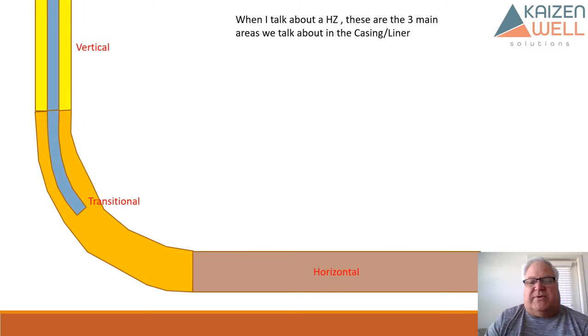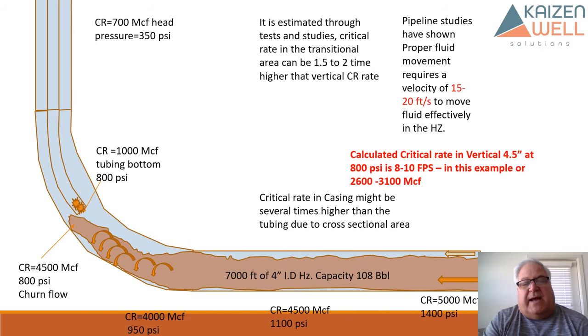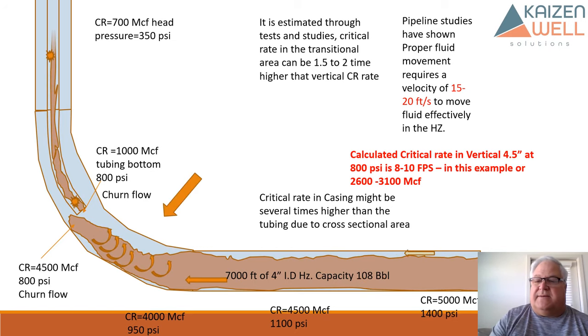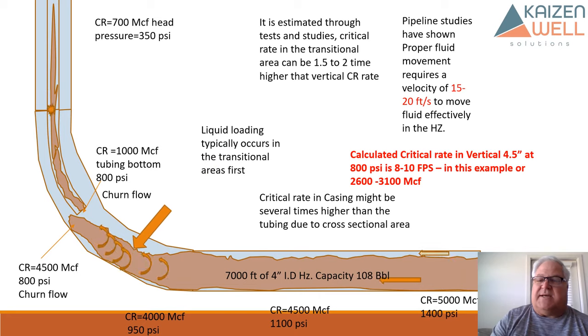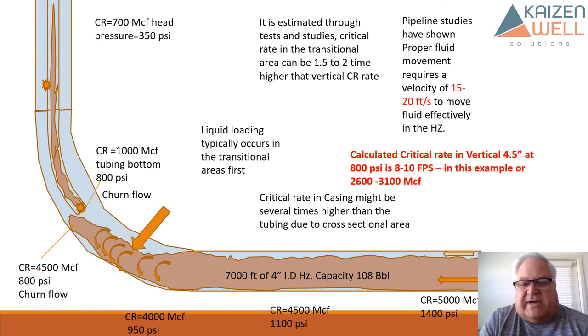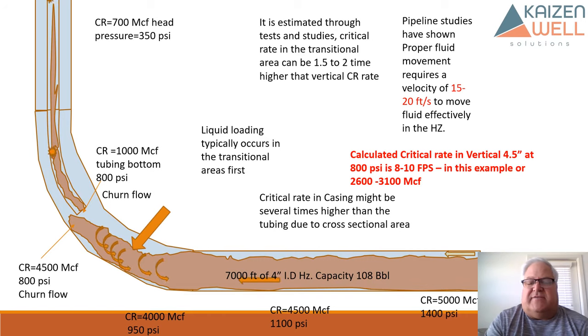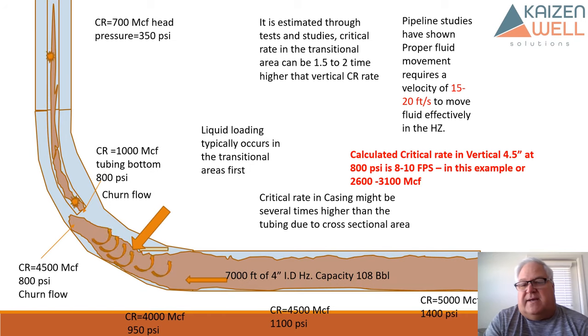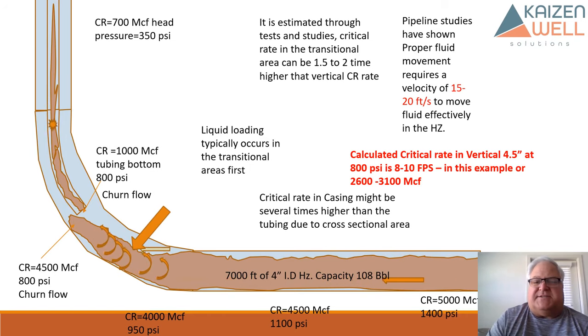So talking about a well, you've got your horizontal area, your transitional area, and your vertical area. Here's our tubing represented in this diagram. And what you're seeing is an interesting flow pattern: liquid and gas are coming into this horizontal area here, and you basically have a gigantic separator. So here's an example. If you've got 7,000 feet of 4.5 inch ID horizontal, it has a capacity of about 108 barrels. So if you have a well that's producing 40 or even 50 barrels a day, it has 2 days of storage capacity in this horizontal area.